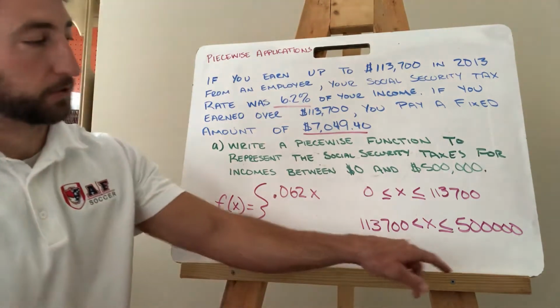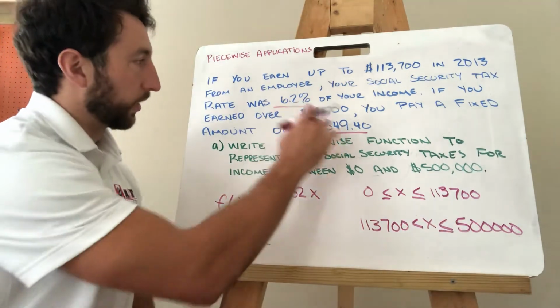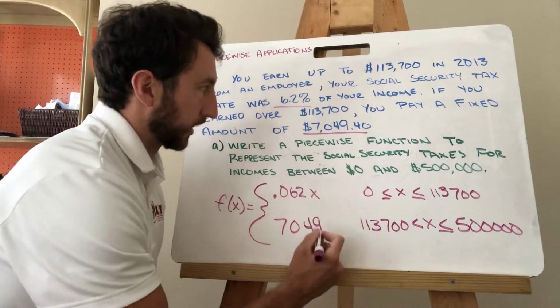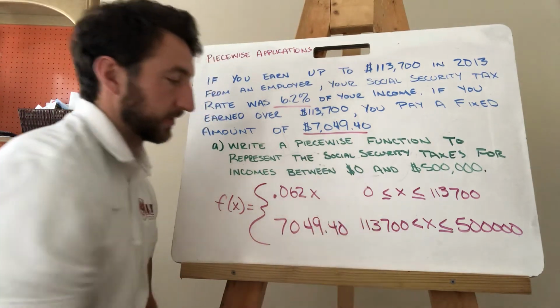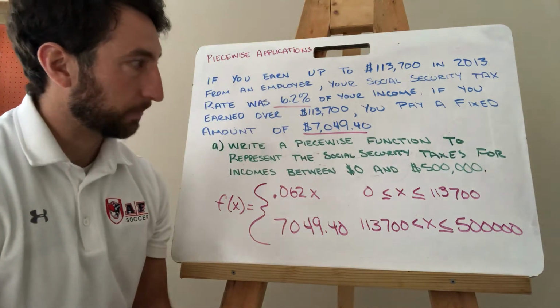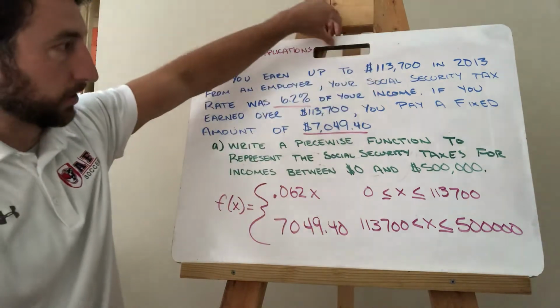Now, if we make between 113,700 and 500,000, we're going to pay $7,049.40. That's how much we have to pay. It's capped at that amount, so we can't pay any more than that. So that's our piecewise function that matches our problem.